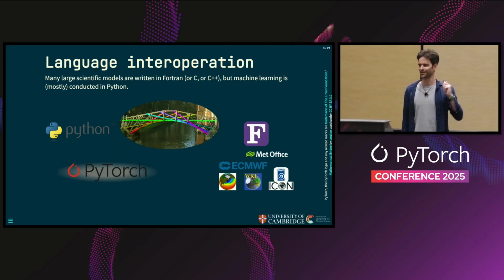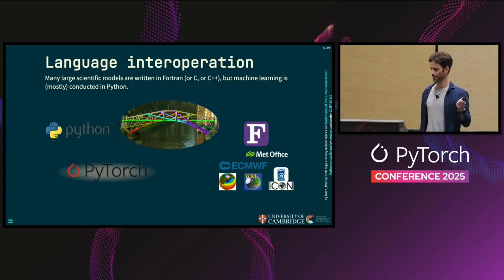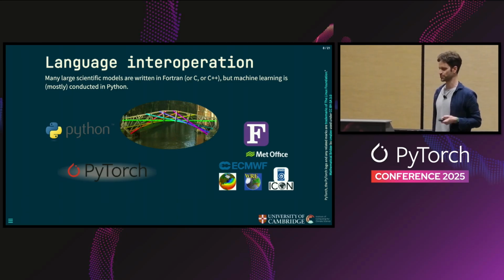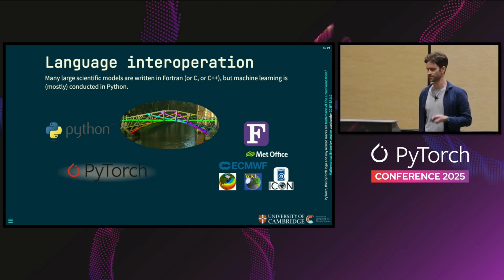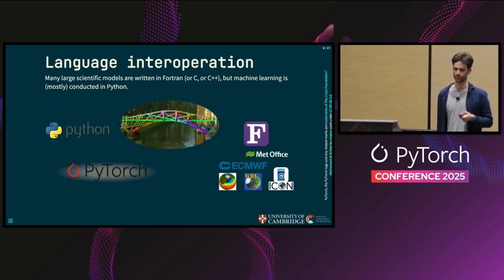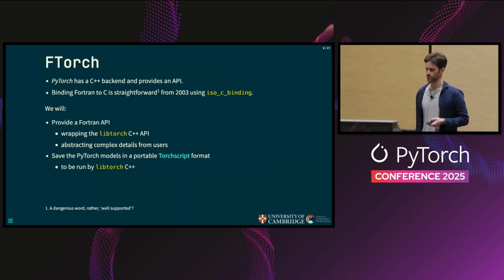So obviously, machine learning is often written in PyTorch. It's a great machine learning framework. And we want to bridge from Fortran to these machine learning models. There are lots of codes that are written in Fortran, like codes in the Met Office, ECMWF. In Germany, there's Icon, WRF, etc. So there are loads of codes that rely on using Fortran. So we have developed this library called FTorch.